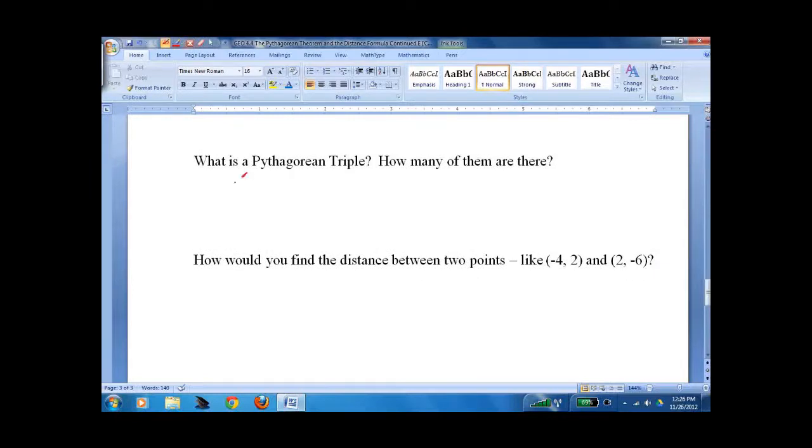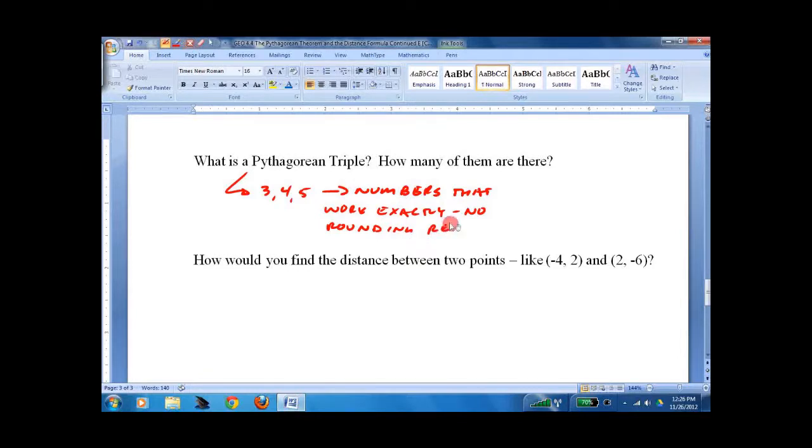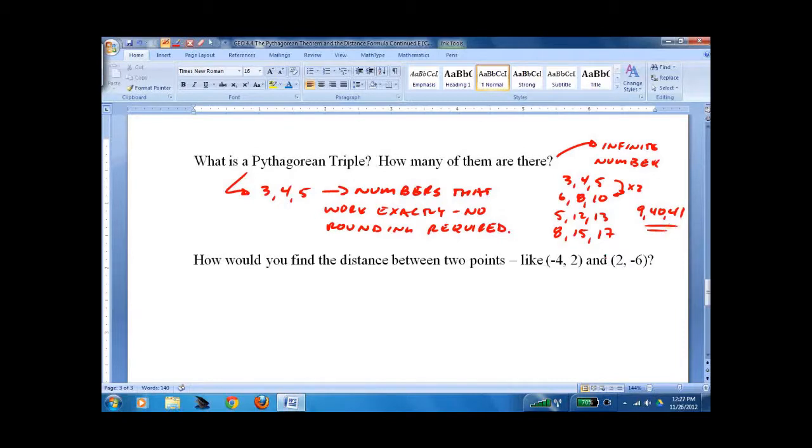So, what's a Pythagorean triple? Numbers that work exactly. No rounding required. 3 squared plus 4 squared equals 5 squared. How many are there? Well, infinite number. 3, 4, 5; 6, 8, 10; 5, 12, 13. Notice that I just multiplied the first one by 2 to get the second one. 8, 15, 17; 9, 40, 41. The list goes on and on.